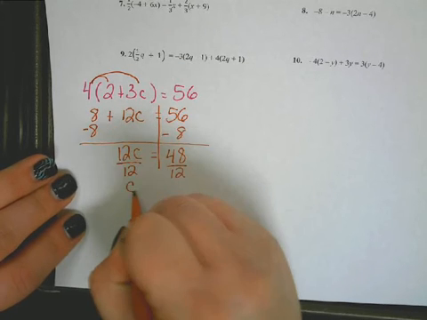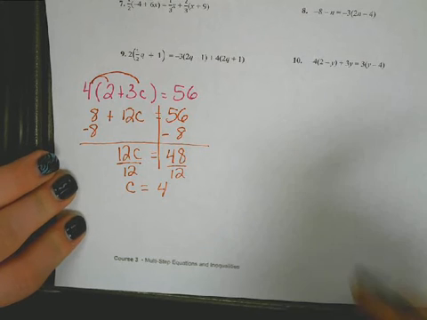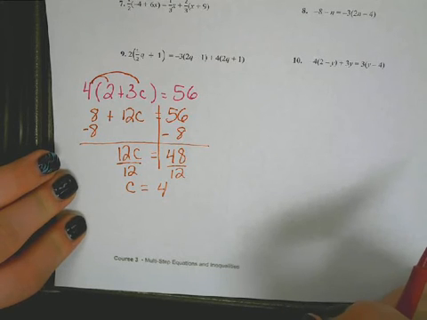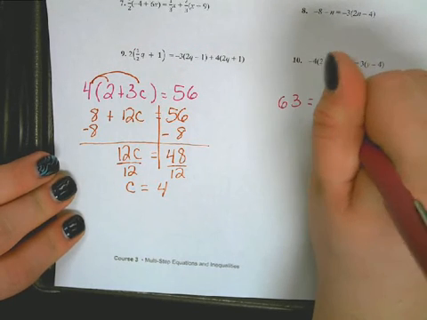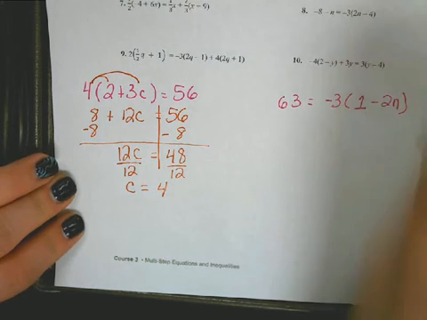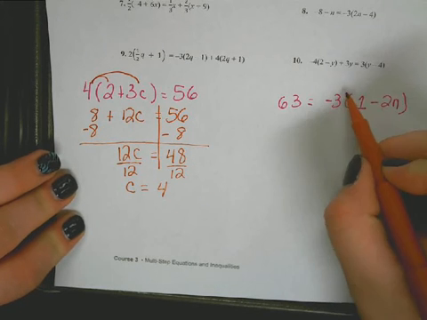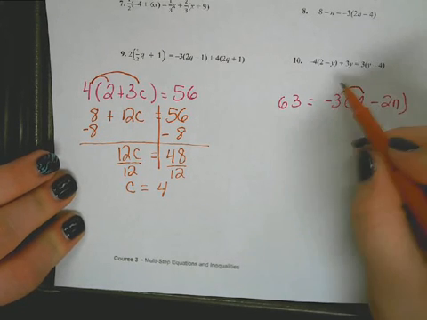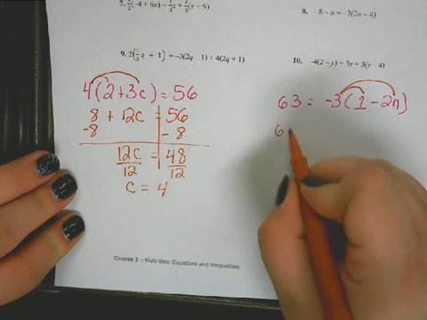Okay, let's try another one. 63 is equal to negative 3 parentheses 1 minus 2n. Close your parentheses. So again, your distributive property, negative 3 times 1, negative 3 times negative 2n. So 63 is equal to negative 3 times 1 is going to give me negative 3. Remember, this sign goes with this number, so it's really a negative 3 times a negative 2. So it's going to give me a positive 6n.